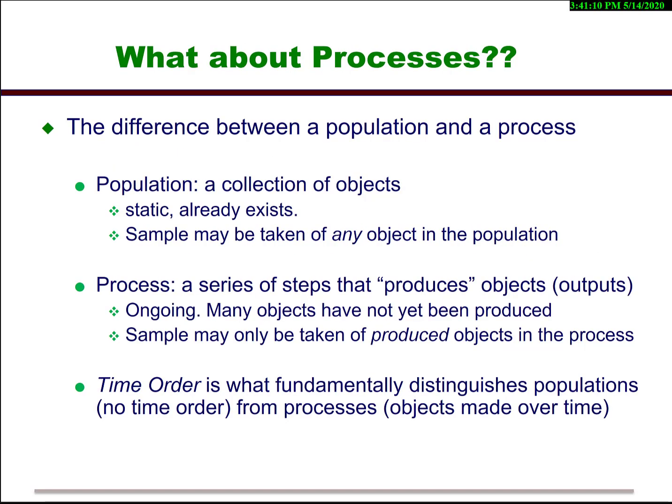Now, how does this compare to a process? A process is a series of steps that usually produce some sort of output. This is different from a population. The process is usually ongoing and not static, so we would consider a process something that runs over time. This means that we will never be able to assess the entire population because we will never have access to it within a process. So what are we going to do? Well, we're going to do something that we call sampling.